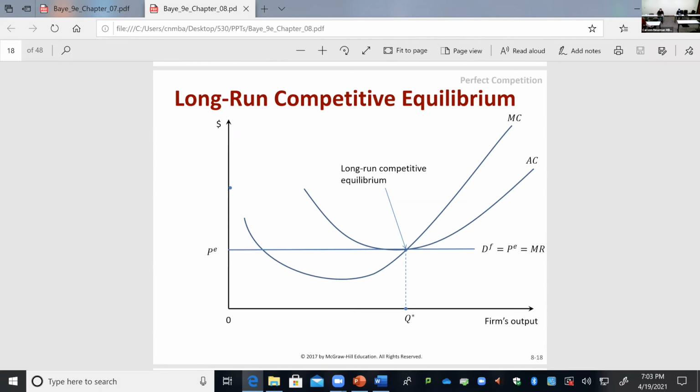Now, long-run competitive equilibrium, like I said, occurs at the minimum point of the average total cost curve when price equals marginal cost. It's literally this point, which is Q star. At that point, since price equals average total cost, your profits are by definition zero.